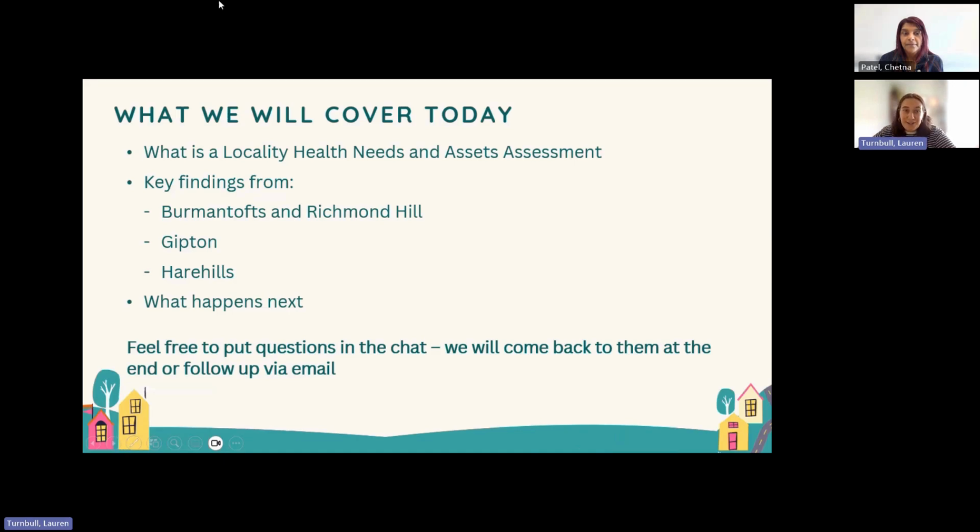So we're going to cram in quite a lot to the session. We're going to talk a little bit about what is a locality health needs and assets assessment for those who aren't familiar with that term. And then the main part of the session will be talking about the key findings from the 3 health needs and assets assessments that have been done across the inner east of Leeds. So they cover Bermondsey, Richmond Hill, Gipton and Hare Hills. And we'll also be talking about what happens next, so what the next steps are in terms of this work, including how people can get involved if they'd like to.